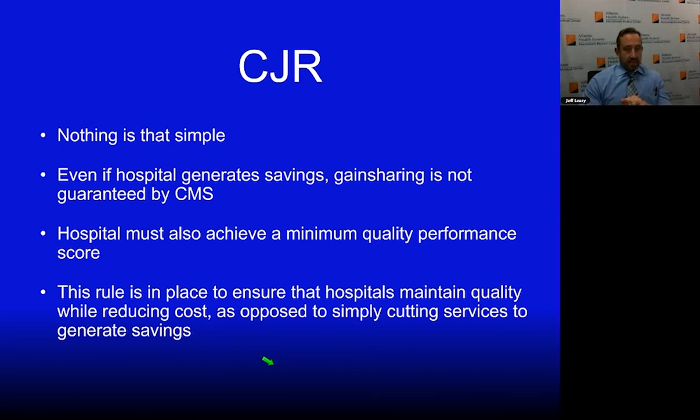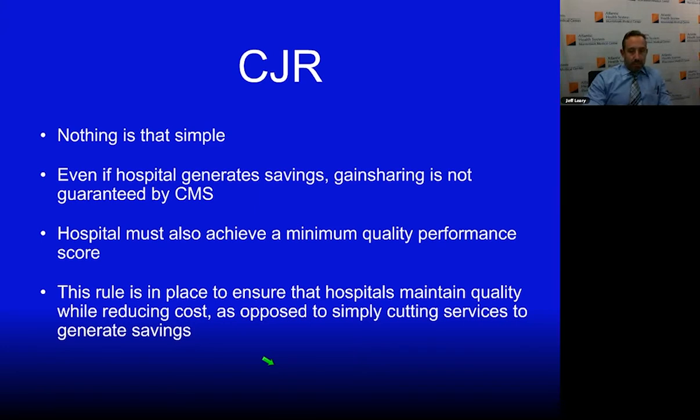So here's the real nitty gritty. Even if the hospital generates savings, let's say you're able to save a couple thousand dollars per case, the gain sharing is not guaranteed. It's not as simple as that chart we just looked at. There's also a scoring system for quality that Medicare has put into it, and the hospital has to achieve certain minimum quality performance points just to be eligible, and even more points if they want to have a higher percentage of the savings sent back to them at the end of the year.